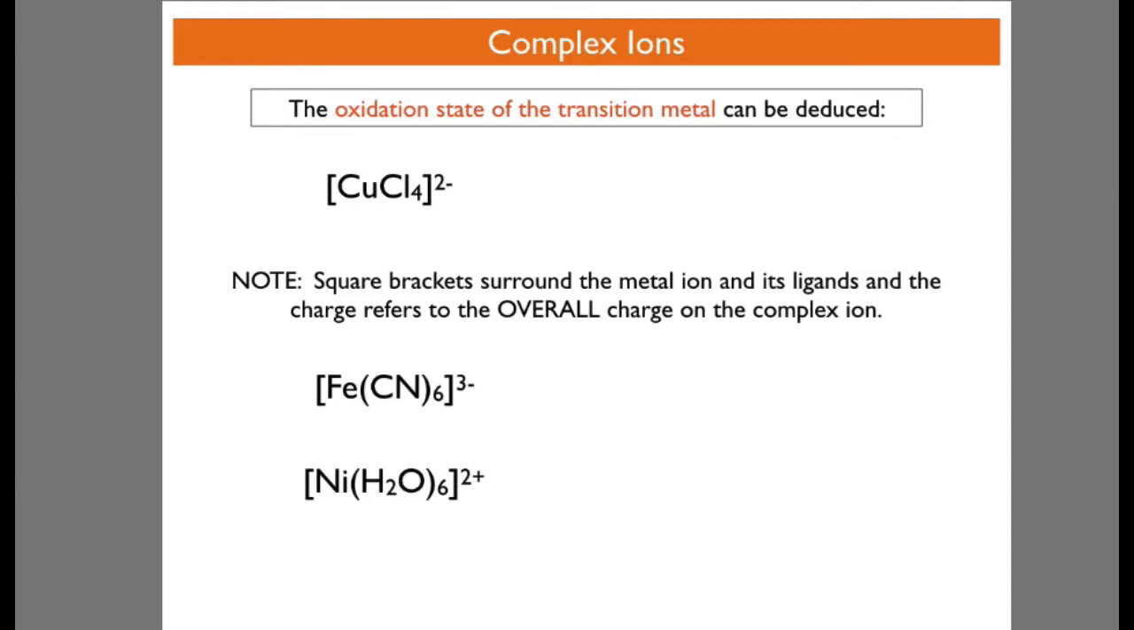The oxidation state of the transition metal can be deduced. Do note the square brackets around the metal ion and its ligand, and the charge refers to the overall charge on the complex ion.